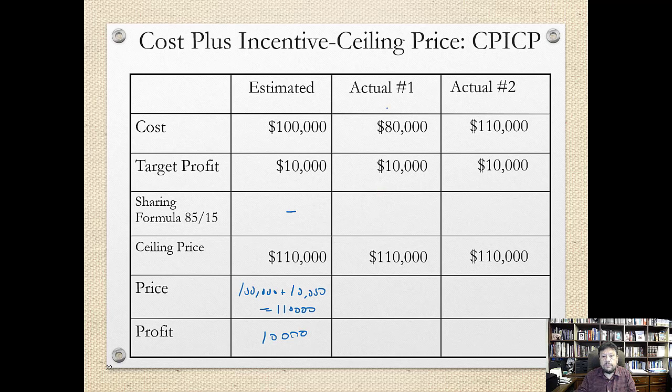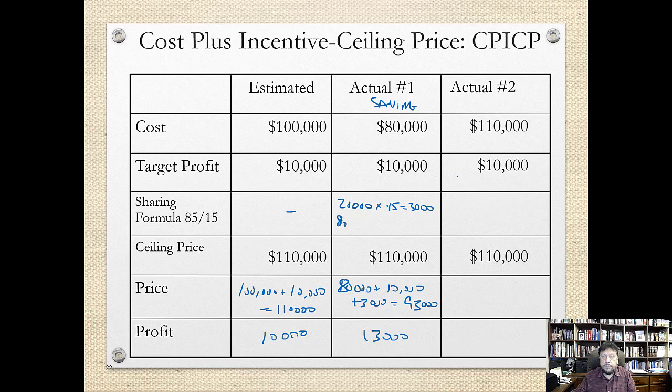If there is a saving, then it's the same thing as before. That 20,000 saving, they get 15% of that, which is $3,000. Then the total price would be 80,000 plus 10,000 plus 3,000, and that's 93,000, and the profit is 13,000 for the contractor.